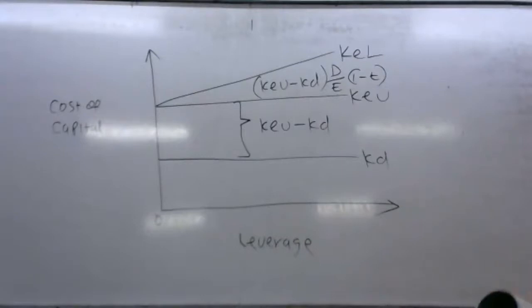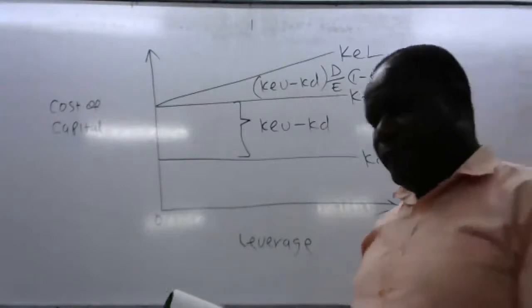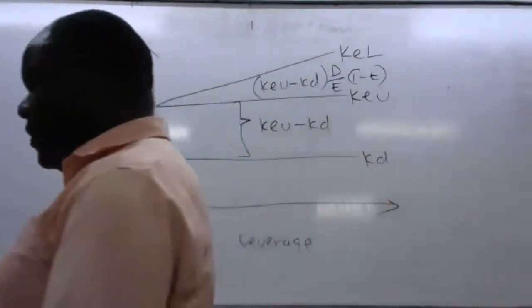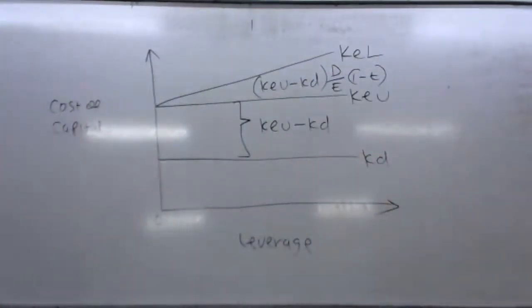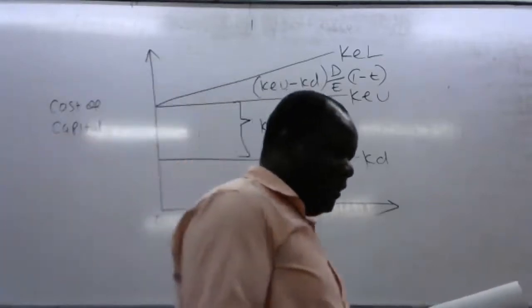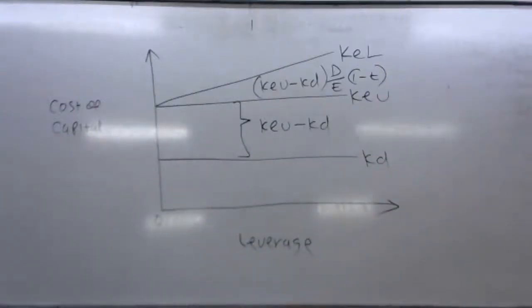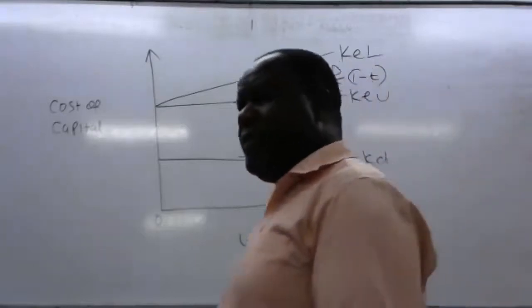Then another paragraph. Therefore, there is a contradiction between net income theory and net operating income theory.